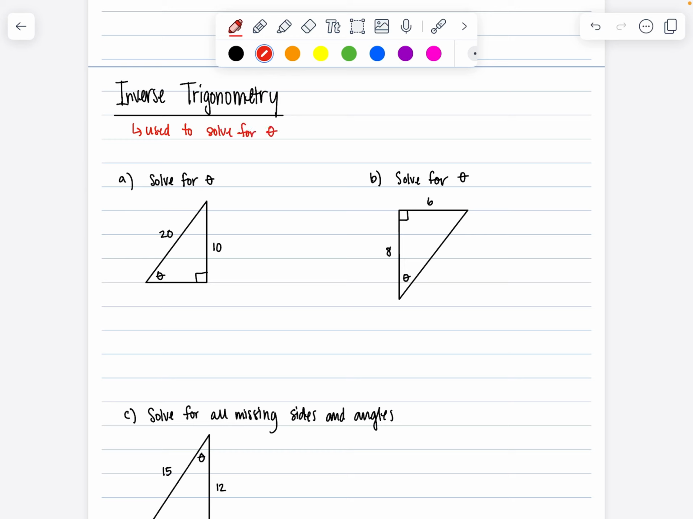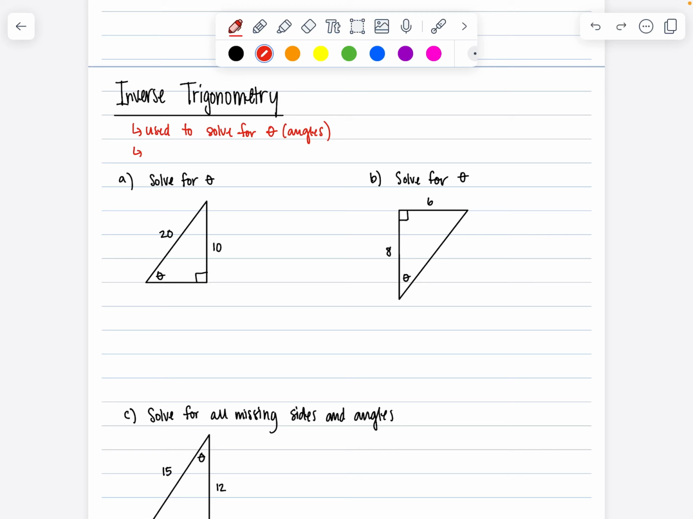And you could put for theta, or you could put for angles. Okay, and what's nice about inverse trig is that you could actually do this with two sides. So you could be given two or more sides. Okay, so we're going to be solving for angles this time.